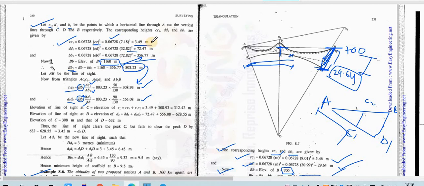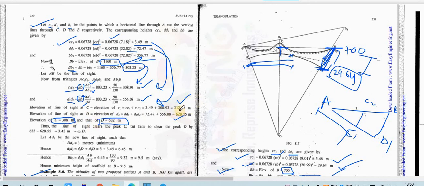So this C1 value plus this value, and this D1 value plus this D1, D2 value, will give you the height of that line. So this is coming out to be 312 and this is coming out to be 628.55. The height given in the question was 308 meter at point C, and at point D it was 632 meters. So we need to check whether the line is passing above or not.